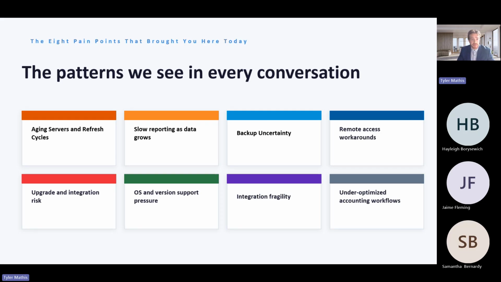Number 2 is slow reporting as data grows. Number 3, backup uncertainty. Are your backups restorable in case of the worst case?